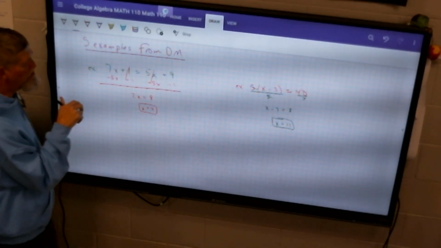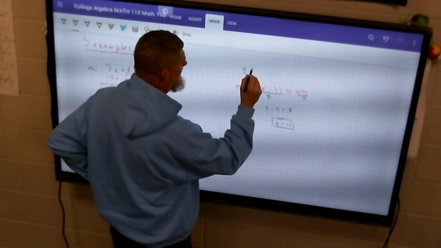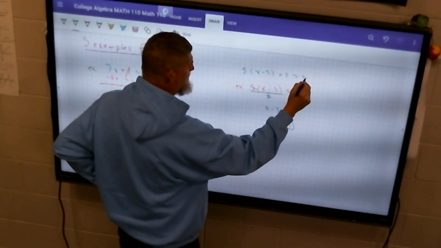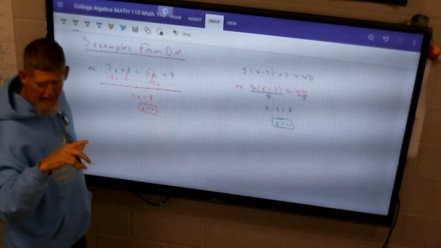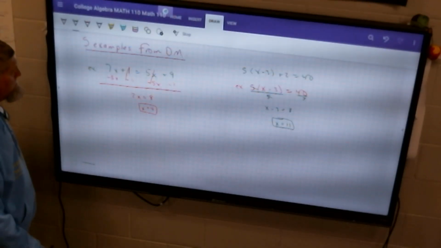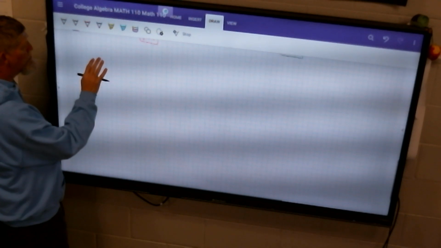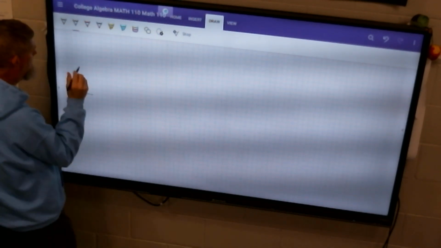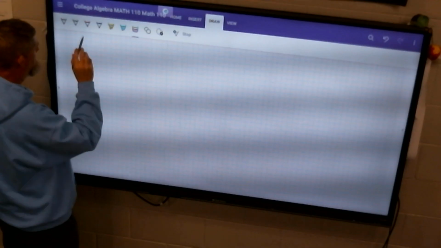Another thing, too, is if I have 5 times x minus 3 plus 2 equals 40, well, then you would have to subtract your 2, and then you would probably want to distribute that. All right, another example, I would like for you to try this one on your own. If you want to do it on your desk, there's some whiteboard markers you can use. Just make sure we erase them.